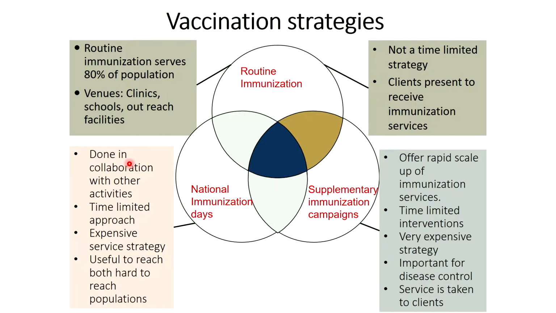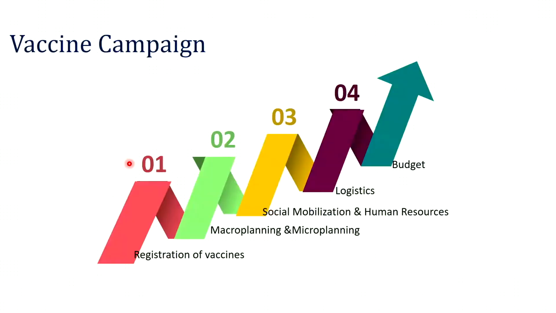The national immunization days, like polio, are done in collaboration with other activities but are more expensive compared to routine immunization. They are also time bound but useful in reaching hard to reach populations. Lastly, the supplementary immunization campaign strategy is costly. The campaign looks for the vaccinees and is important in controlling outbreaks or in general disease control.